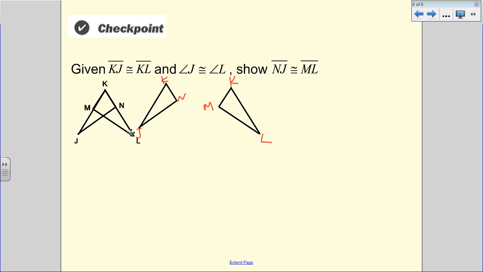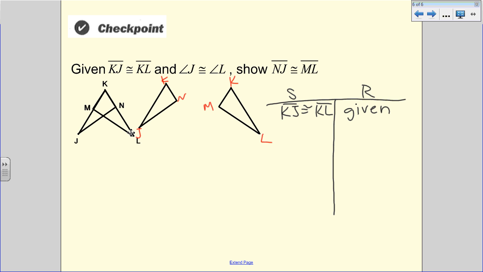So when we take a look at that, we're going to have statements and reasons. This is our statement. This is our reason. We want to start with our given. So I'm going to say KJ is congruent to KL, and that was given. So let's put those congruency marks in. KJ is congruent to KL. My next given statement was angle J is congruent to angle L, and that was also given. So I want to put that in. So I have angle J is congruent to angle L.